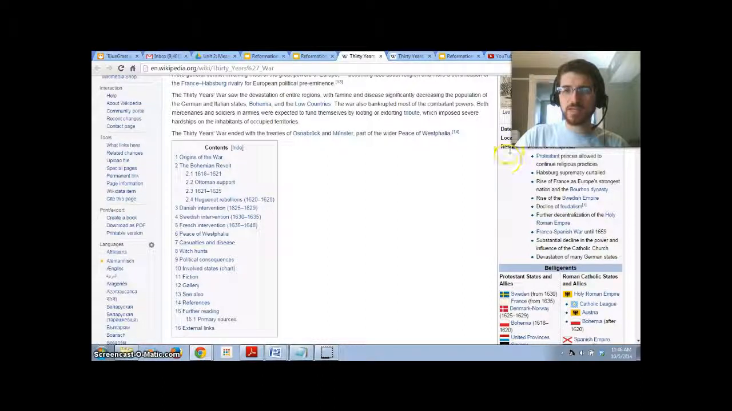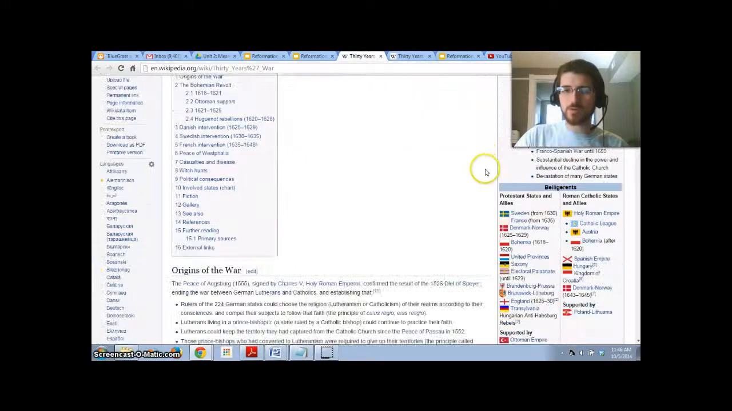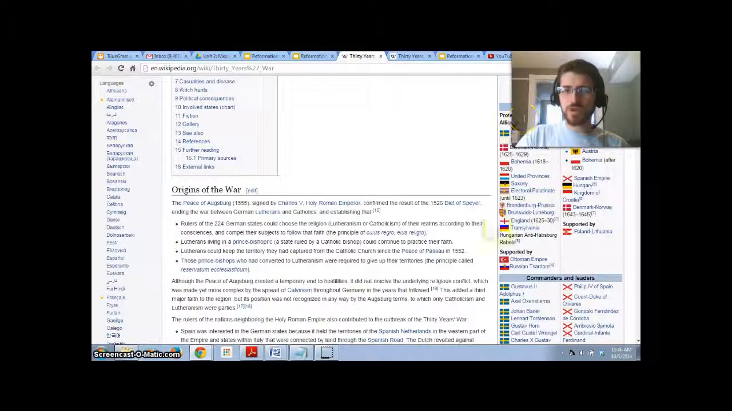And you can see that there are some important results. The Treaty of Westphalia resulted in a new sort of way of Europe operating with itself and having a balance of power, but it was so complicated. Look at all the countries that were involved. Look at all the countries.